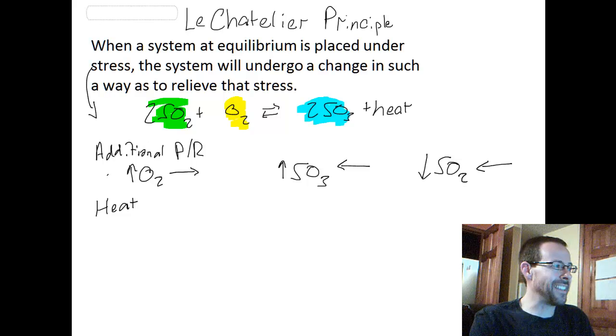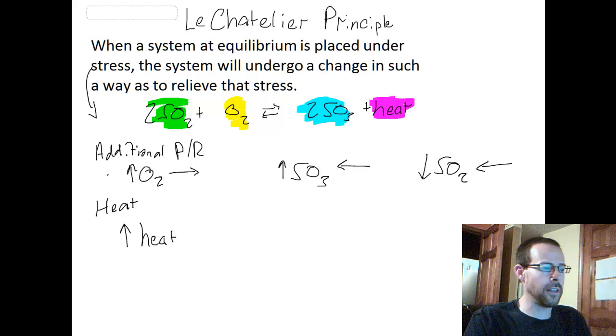The other thing we're going to look at is heat, and heat works the same way as product and reactant. In this particular reaction, let's say I increase the heat. I just want to know, is this reaction going to go to the left or to the right? Is it going to become forward favored, or reverse favored? Because heat is a product, and I am adding more heat, it is going to shift to the left, towards the reactant side. Same idea as adding products or reactants.